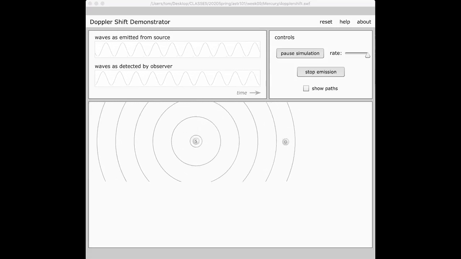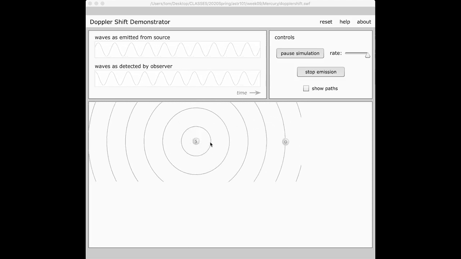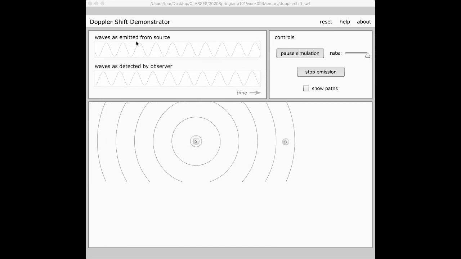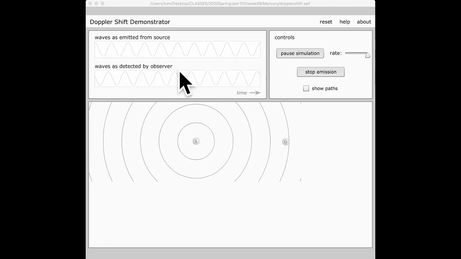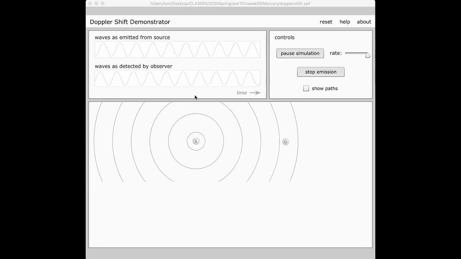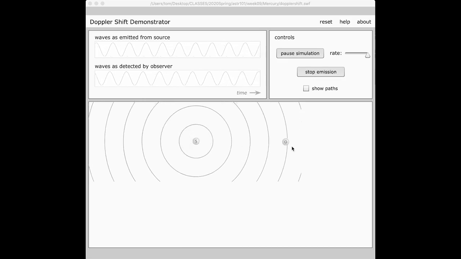Okay, right back into it then. So we're back in our simulation here where we see the source busily emitting waves and the observer detecting these waves. And you can see the waves from the source up here and the waves from the observer right here. So as promised, the Doppler effect, which I want to talk about now, has to do with what happens when I pick up the source and shove it towards the observer.